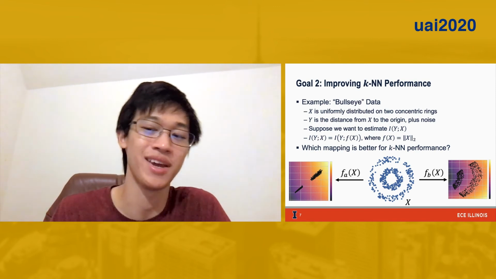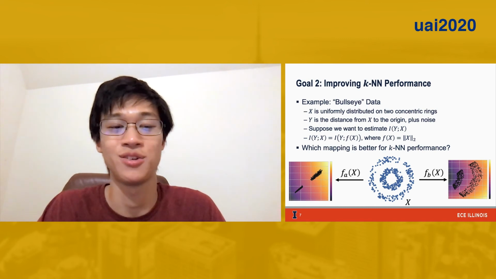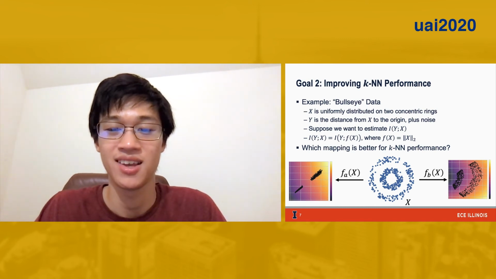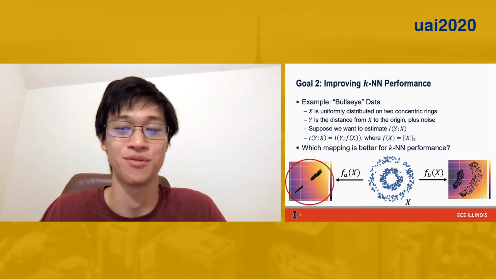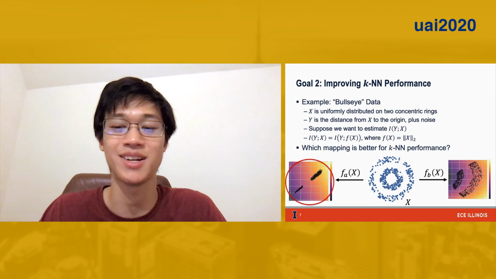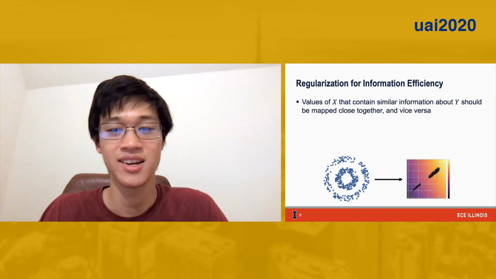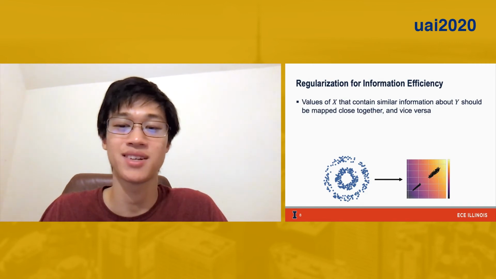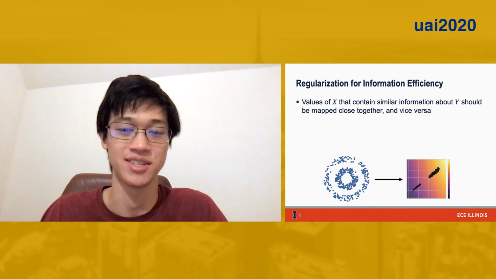However, in practice, we may end up learning different mappings, for example, these two-dimensional mappings. As it turns out, it's the one on the left that leads to better KNN performance. This is because the KNN method relies on local density estimates and assumes that the neighbors of each data point have roughly uniform density. Therefore, when we are learning the feature mappings, we want values of X that contain similar information about Y to be mapped close together, and vice versa.